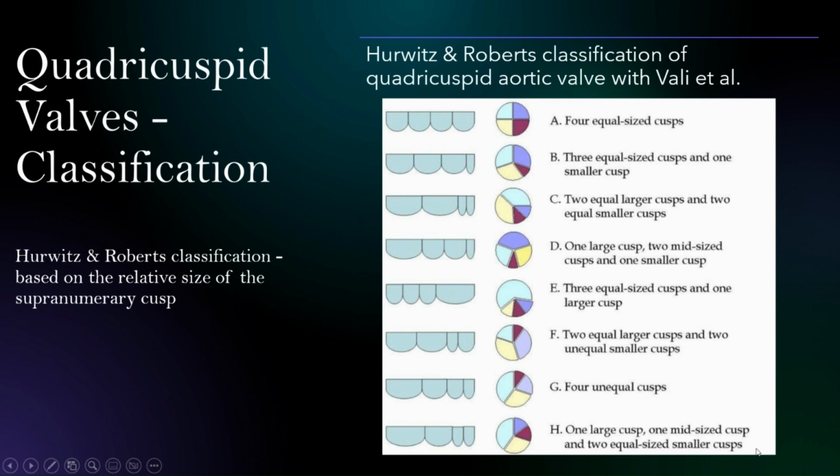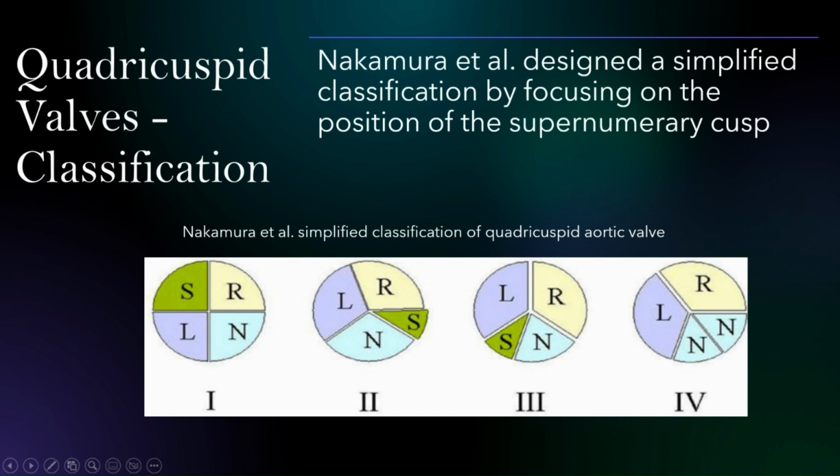With quadricuspid valves, there are a couple of different classification types. In terms of the Hurwitz and Roberts, it looks at the relative size of the supernumerary cusp. When you look at this picture, you can see there are multiple different presentations in terms of leaflet size as well as leaflet position. In comparison, the Nakamura classification looks at the actual position of the supernumerary cusp instead. Again, from this diagram, you can see there are multiple different presentations in relation to size and shape of leaflets.